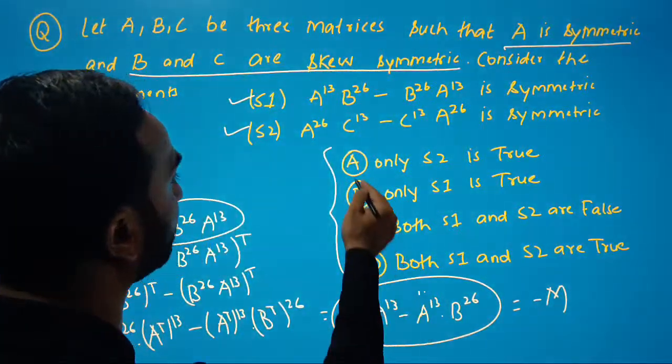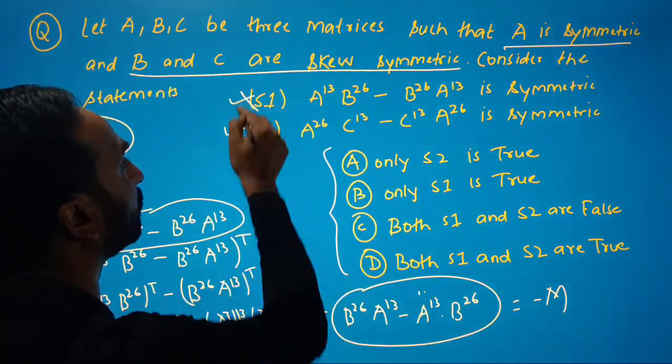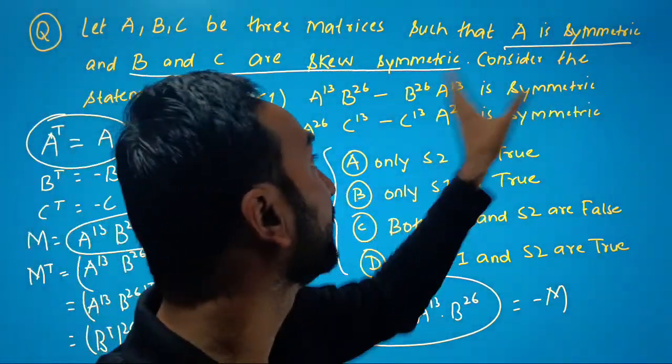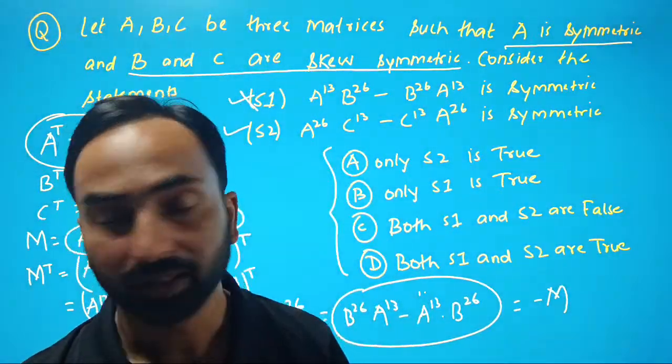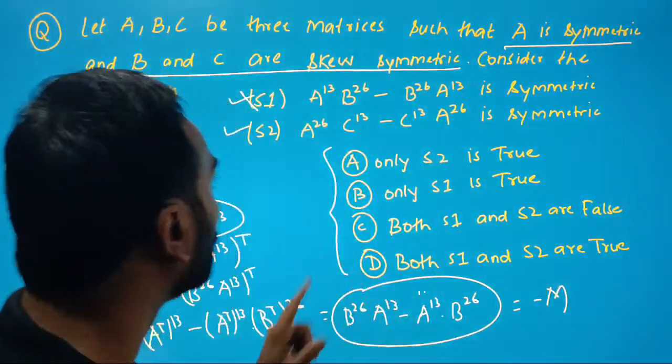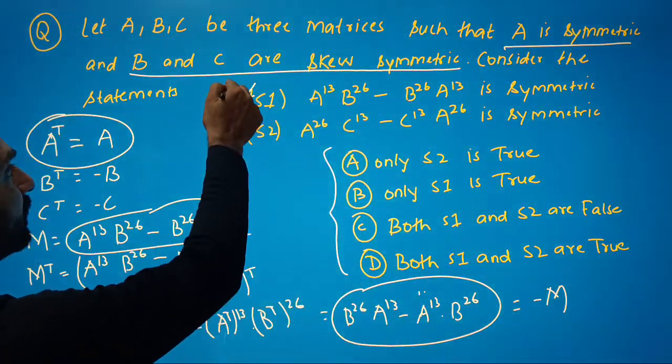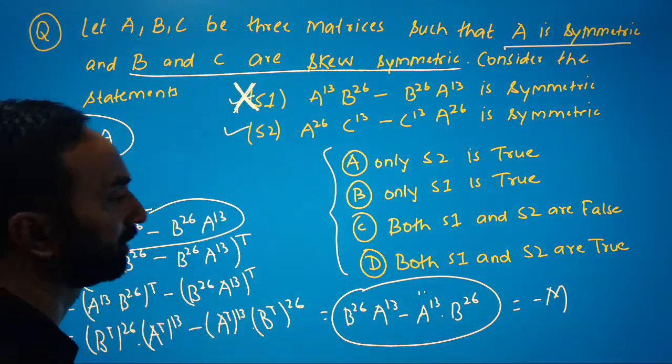So the first statement is not correct. Statement 1 is not correct because it is given that this is a symmetric matrix, but this is actually skew symmetric, right? So I'm crossing it here. This one is not correct.